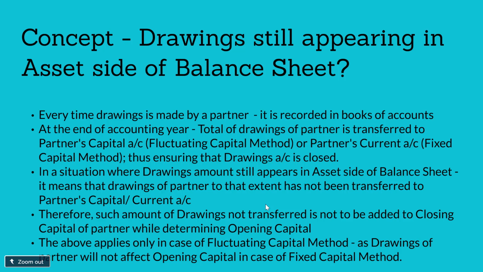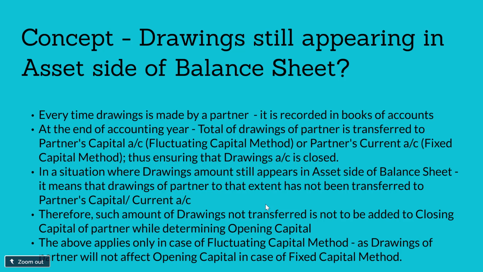In a situation where the drawings amount still appears in the asset side of the balance sheet, it means that the drawings of that particular partner to that extent have not been transferred to the partner's capital or current account. Now, this is very important when we try to calculate the opening capital. While calculating the opening capital from the closing capital, the amount of drawings which is not transferred should not be added to the closing capital of the partner while determining the opening capital.